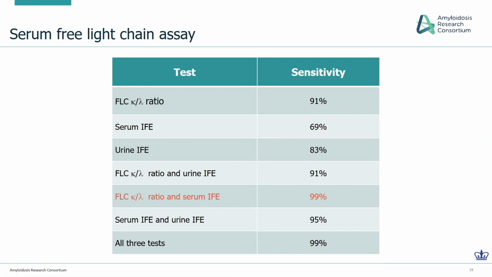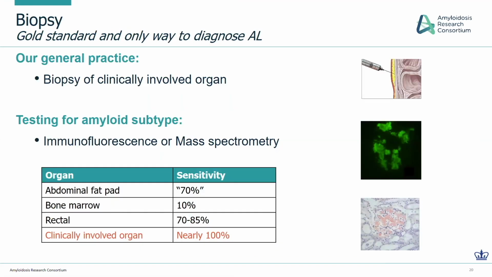So incredibly important. In general, patients with AL amyloid cannot be diagnosed, again, with scintigraphy. The only way to diagnose them is with a biopsy. General practice is to biopsy the most involved organ. Obviously, abdominal fat pad is easily accessible and is a reasonable first test. But if your clinical suspicion is high and a fat pad is negative, given its sensitivity, you need to go on to, again, biopsy the involved organ.